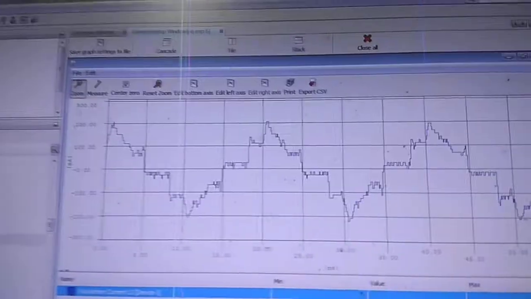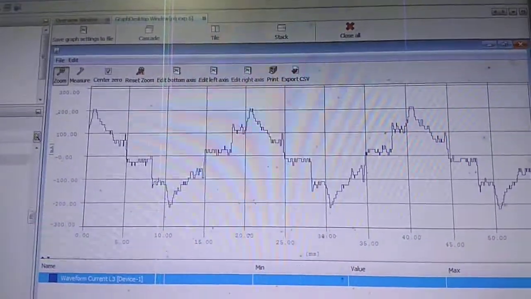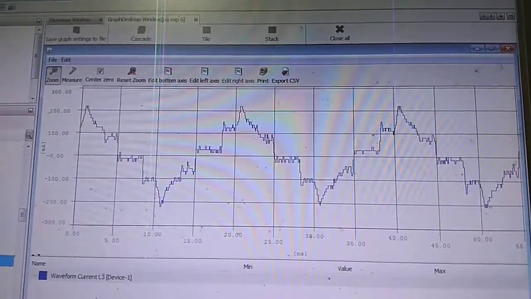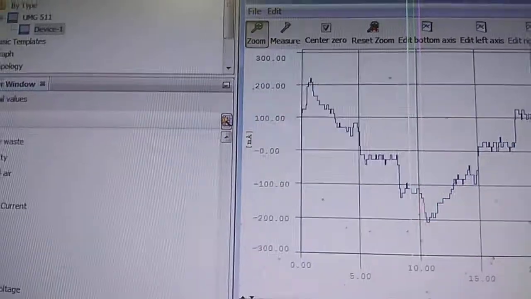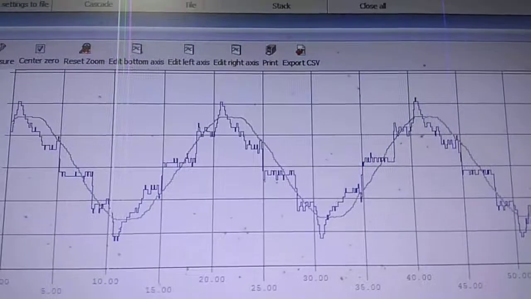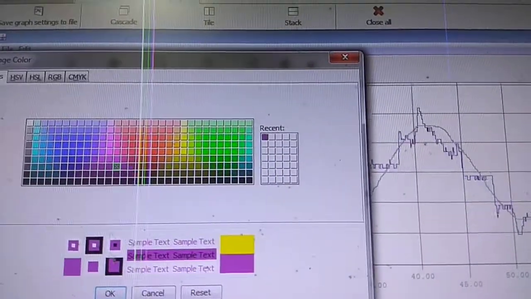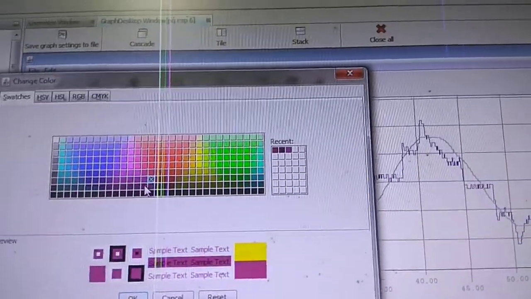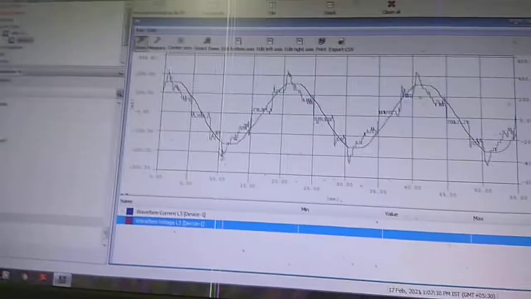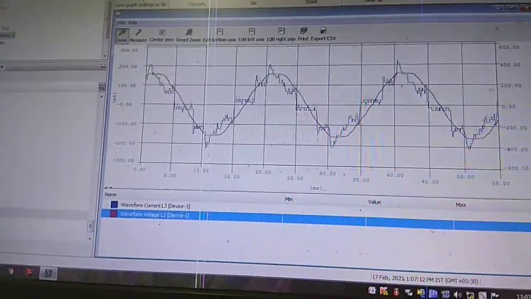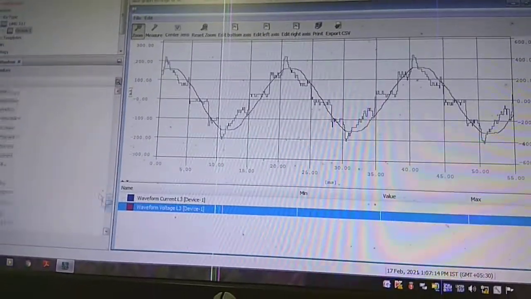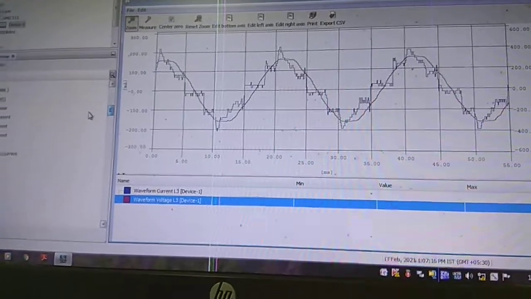So this is for the CFL. As you can see, the current is highly distorted in nature, and the current which is shown here is in milliampere. And this is the voltage. As you can see, the supply voltage is okay and it is sinusoidal in nature, but the current is highly distorted. Now the voltage can also distort if this current magnitude is high.